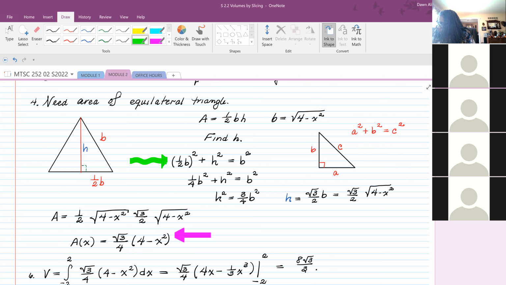Okay. Did you understand that step? Yeah, you squared one half. Okay. Then you subtract 1/4 b squared from b squared. And that's 3/4 b squared. Okay, okay. Make that look more like h. Okay. All right, Rodney, is that okay? Yeah. Okay.